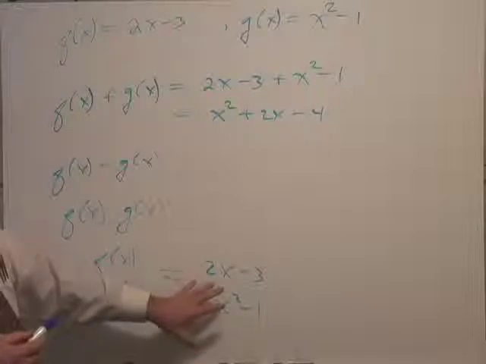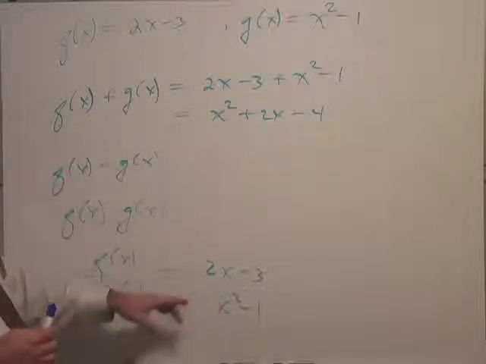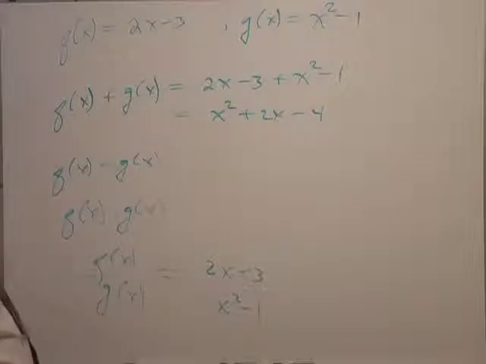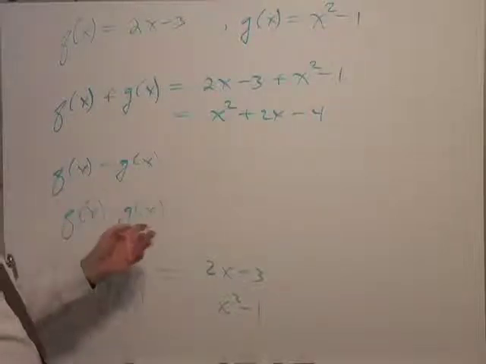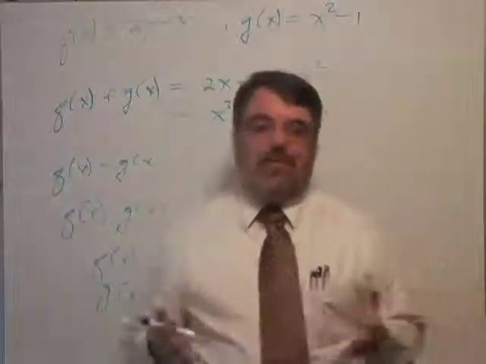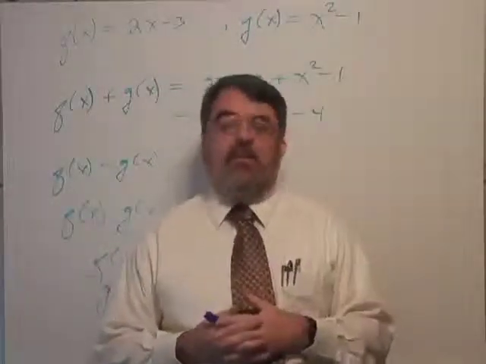We call this a rational function. A rational function is a ratio of polynomials. Great. We can multiply them together. We can subtract them. So I think all that is pretty self-explanatory. Just wanted to mention it to you.